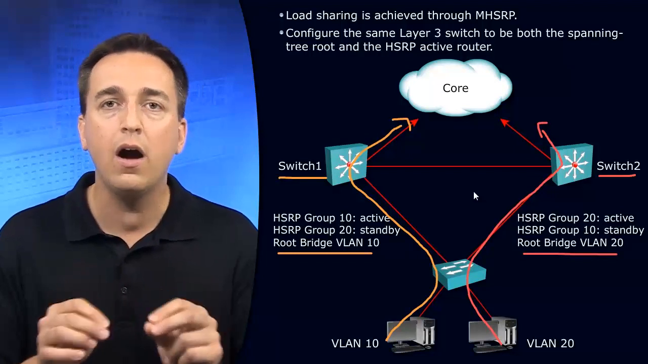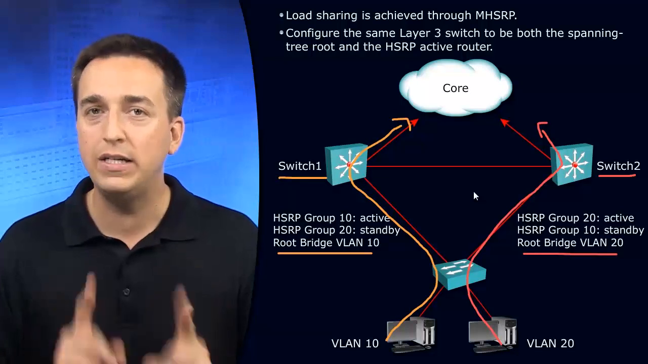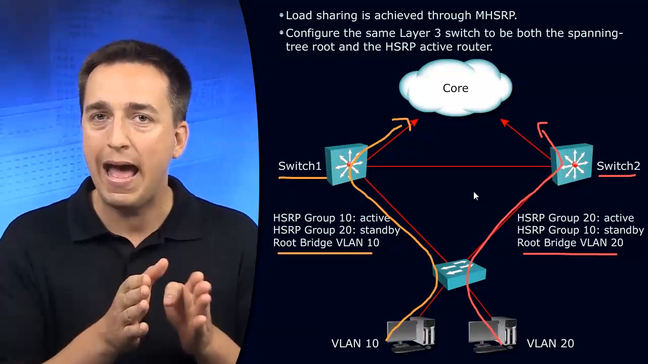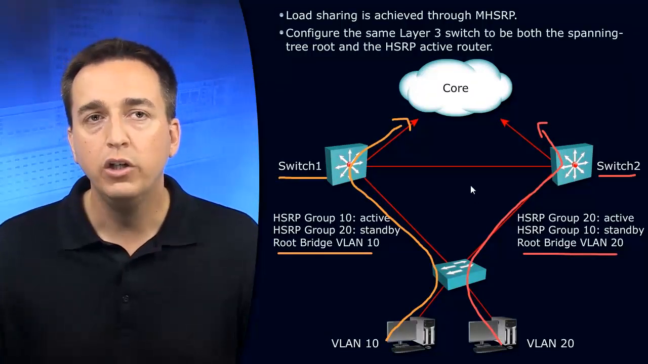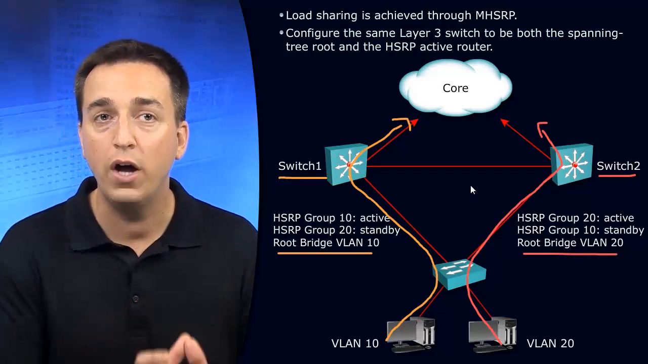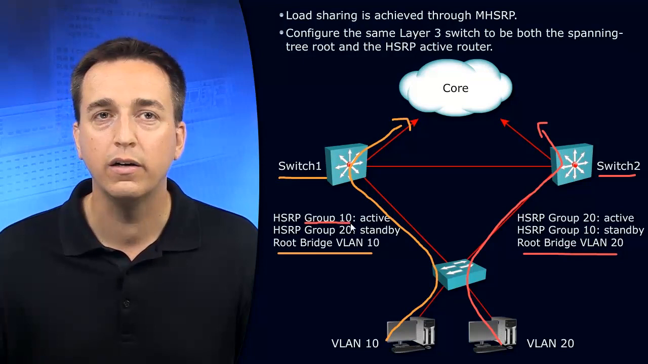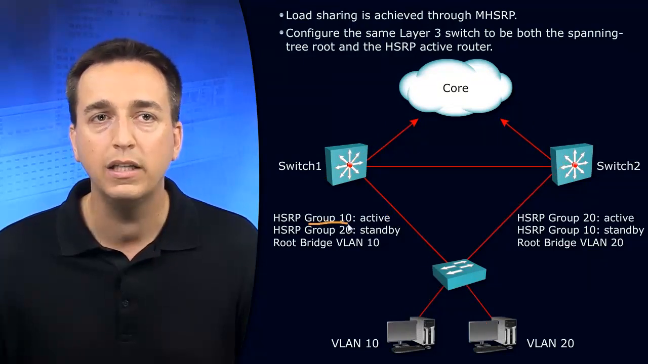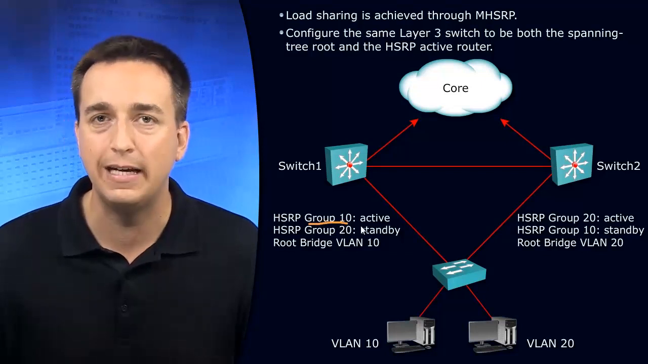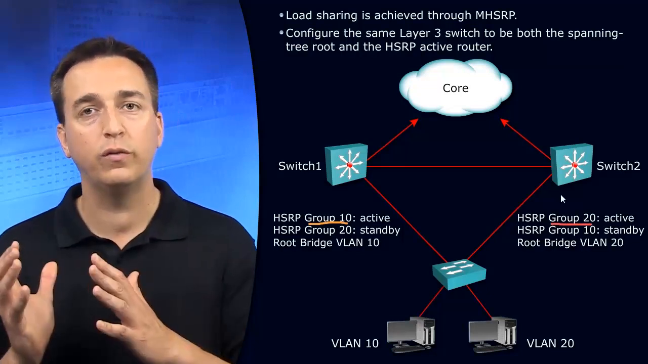However, if we are implementing HSRP for our gateway redundancy, we want to make sure we map our active forwarder to the root bridge. So in this example, we want switch 1 to be the active forwarder for group 10, right over here. Why is that? Because it is the root bridge for VLAN 10. Likewise, switch 2 should be the active forwarder for group 20 because it's the root bridge for VLAN 20.